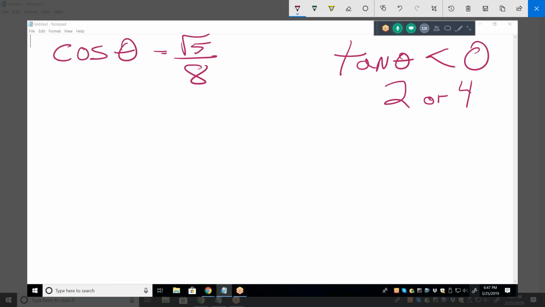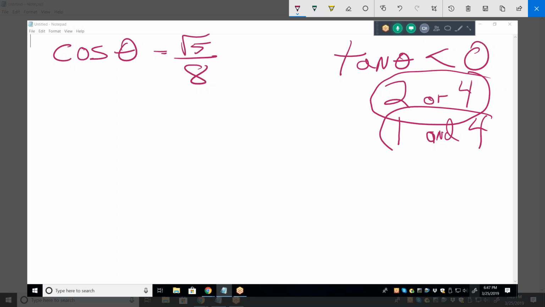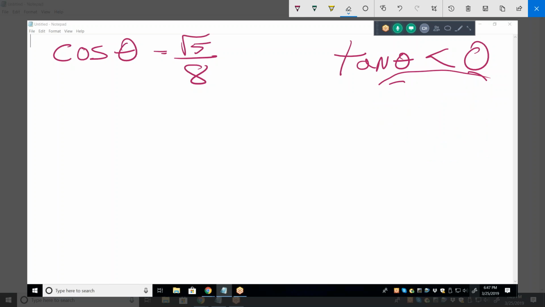And cosine is positive in what two quadrants? Cosine is positive in 1 and 4. So what quadrant are we in? 4. Correct. That's the way to do it. Just figure out which two quadrants tan can be in, which two cosine can be in. Whichever the common quadrant is, that's the quadrant you're in. So theta is in 4.